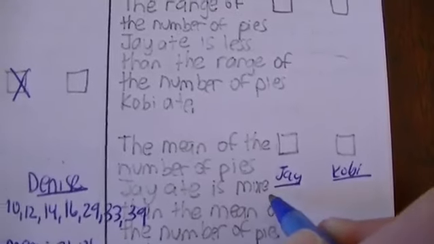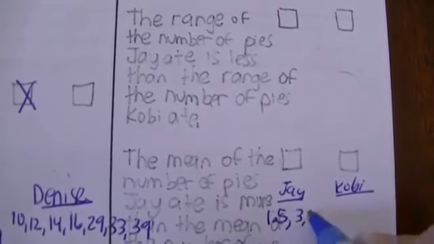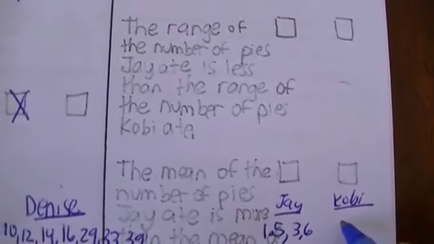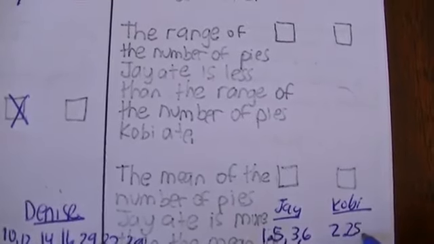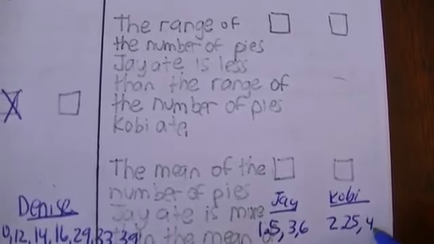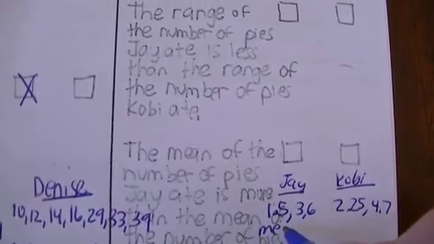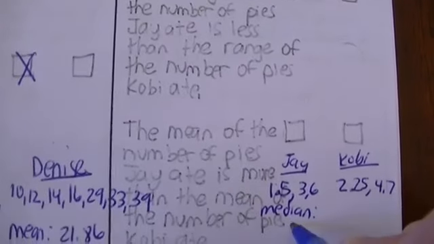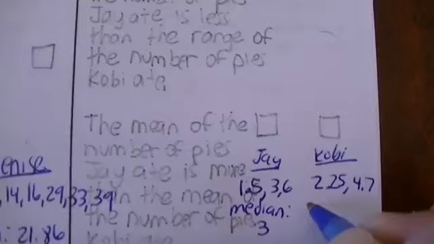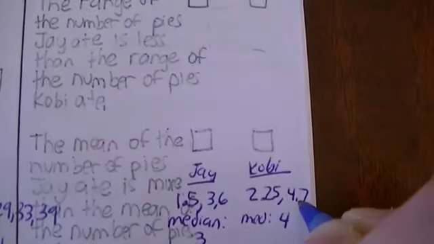I'll write down Jay's information. Okay, in order from least to greatest. Kobe's is this right here. Okay, so the median is the middle number. Oh, look, we have an odd number of data pieces, so that's easy. So I know 3's in the middle for Jay. Kobe's is 4.